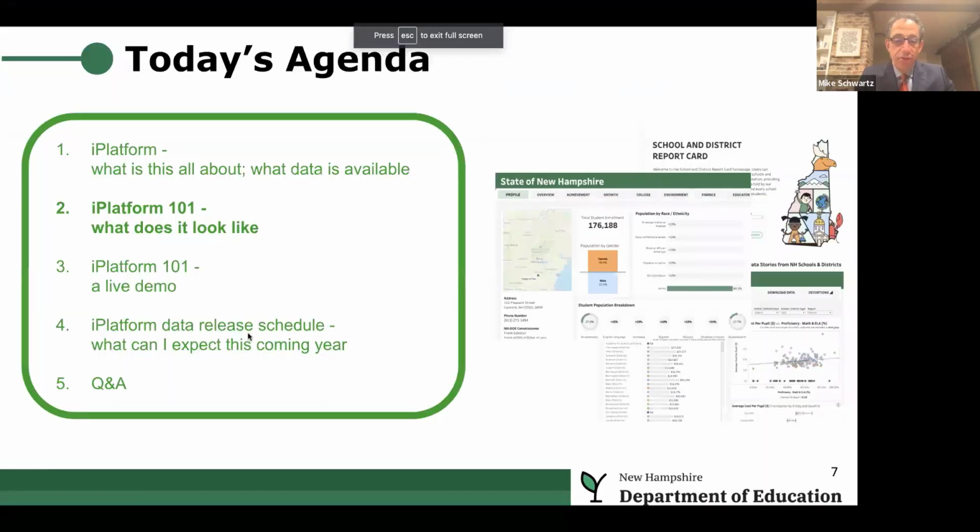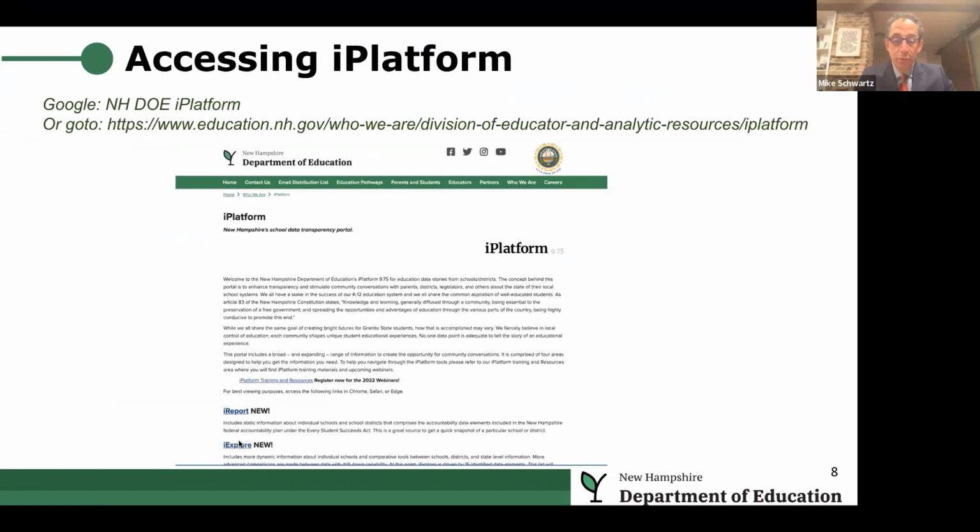On that landing page, you'll have your choice for iReport or iExplore. You'll also be able to jump from iReport to iExplore, and I'll show you a little bit of that as well in this demo.